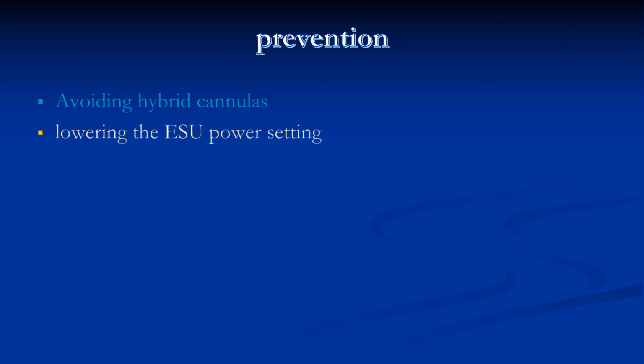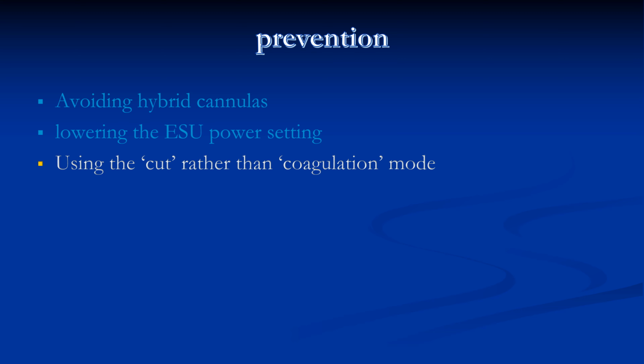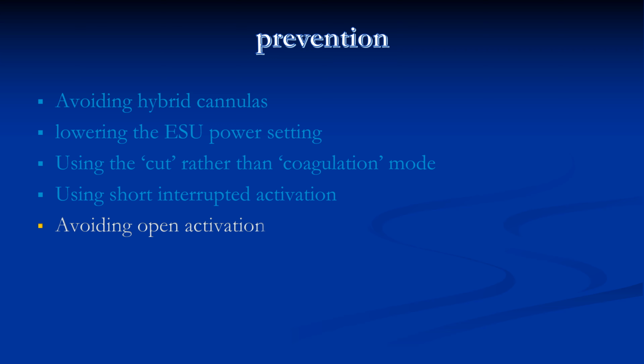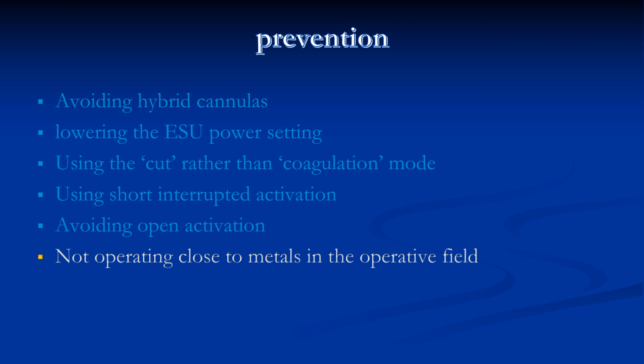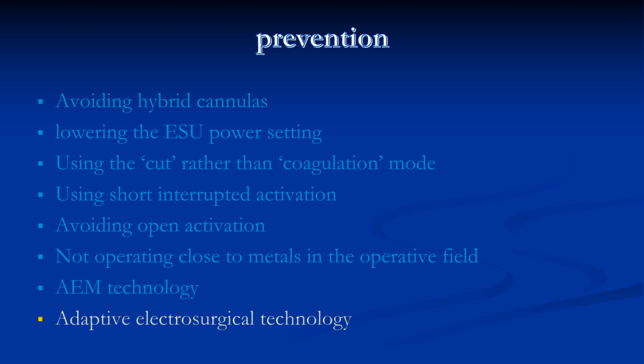Prevention. How can we prevent capacitive coupling? Avoiding hybrid cannulas, lowering the electrosurgical unit power setting, using the cut rather than coagulation mode, using short interrupted activation, avoiding open activation, not operating close to metals in the operative field, using active electrode monitoring technology, which can detect stray current from capacitive coupling or from insulation failure, and adaptive electrosurgical technology according to the situation. All of this can reduce the risk of capacitive coupling.